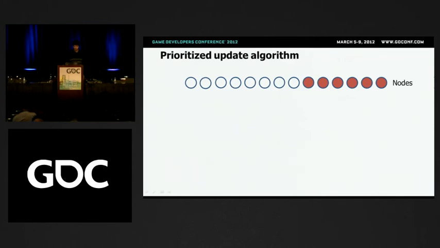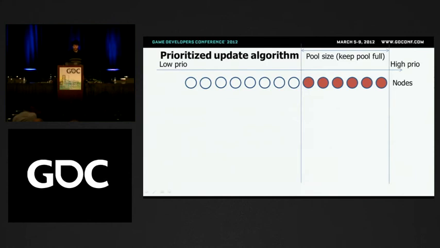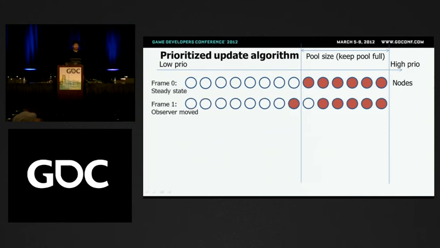The update algorithm based on those priorities works like this. You have all your nodes, and some of them with the payload. High priority nodes have the payload, not low priority ones. We strive to keep the pool full, even if we don't need to. That works like a pretty good prefetch algorithm. So this is frame 0, it's a steady state, this is where we want it.